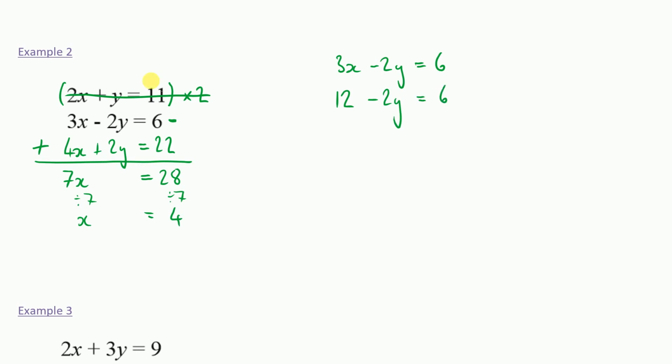Well, solving this equation to get the y by itself, if I take 12 away from both sides, I find out that minus 2y is equal to minus 6.